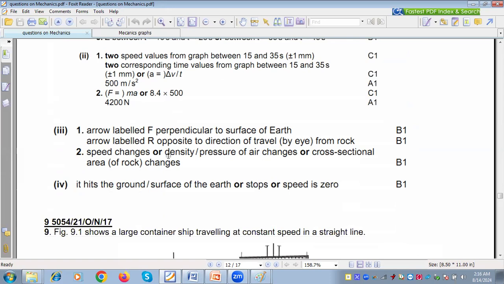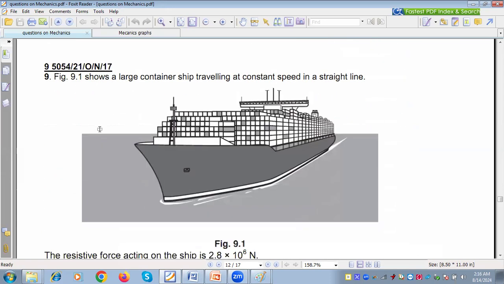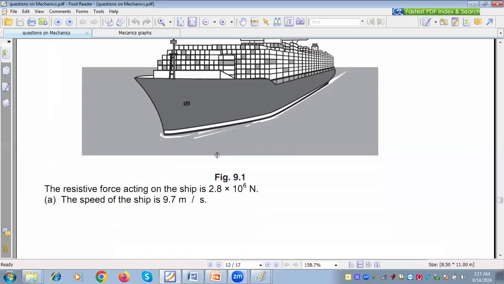Now arrows we have labeled. It hits the ground, stops, speed becomes 0. Now next question number 9. Figure 9.1 shows a larger container ship traveling at constant speed in a straight line.